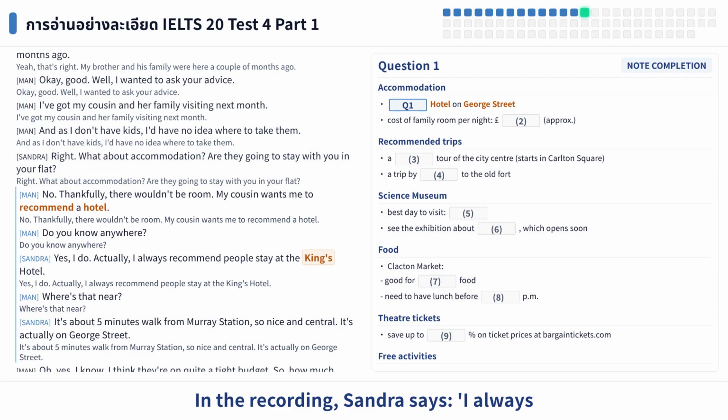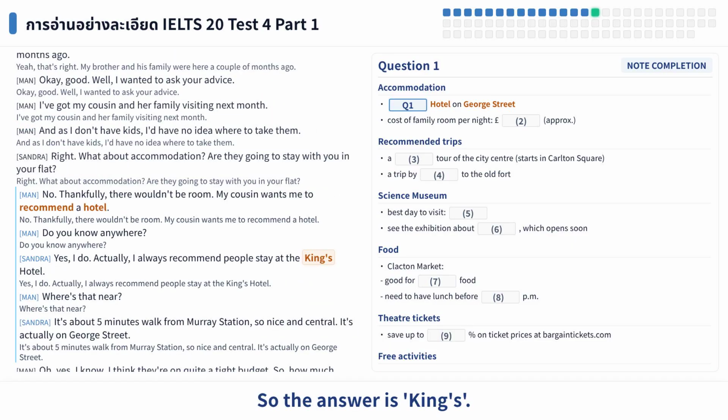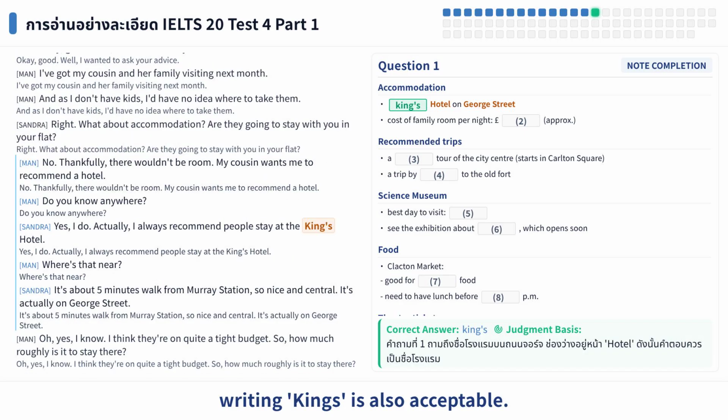In the recording, Sandra says, "I always recommend people stay at the King's Hotel." The answer King's is spoken directly, so we just copy it. So the answer is King's. Note the apostrophe shows possession, but writing King's is also acceptable.